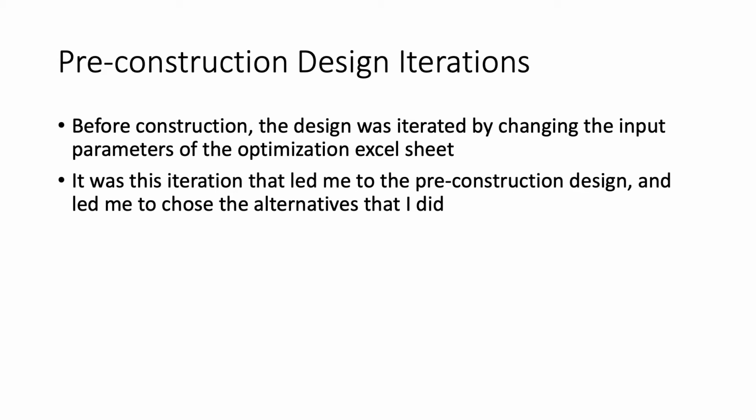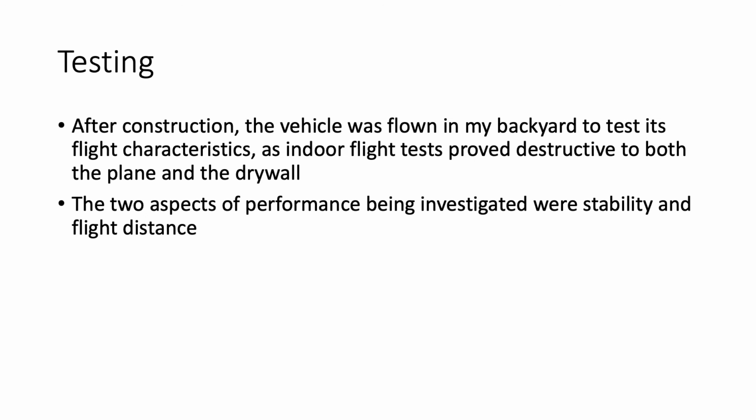Pre-construction design iteration was done using the Excel spreadsheet. All of these design decisions and all the minor design tweaks were done by tweaking parameters in the optimization sheet. After construction, the vehicle was flown in my backyard to test its flight characteristics, as indoor flight tests proved destructive to both the plane and to the drywall, and resulted in me having to tape the wing tips together.